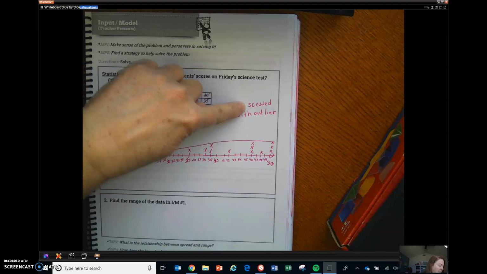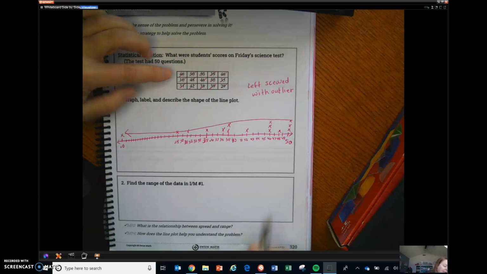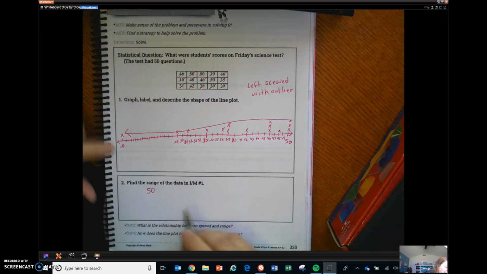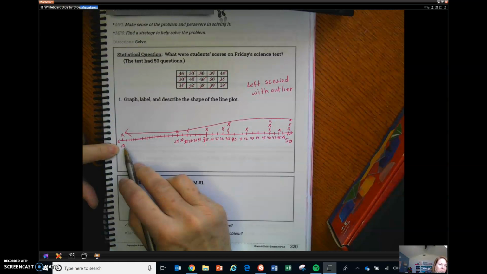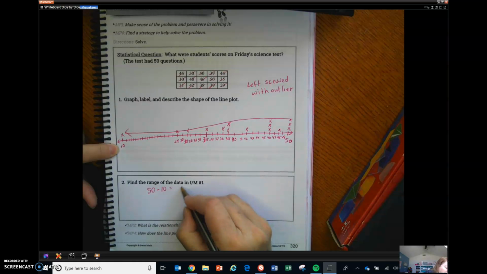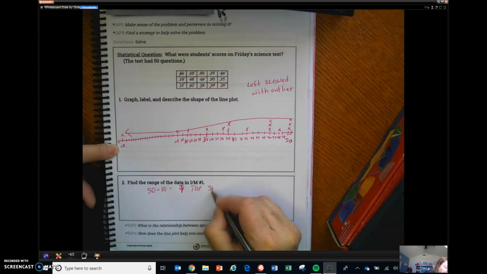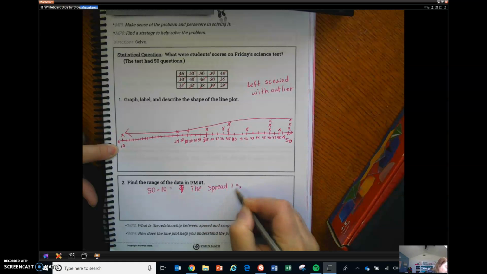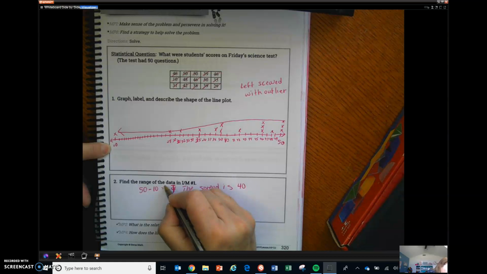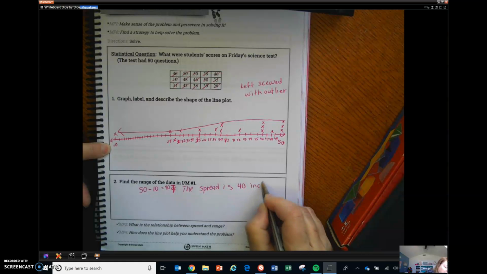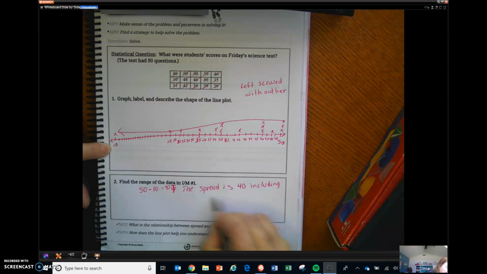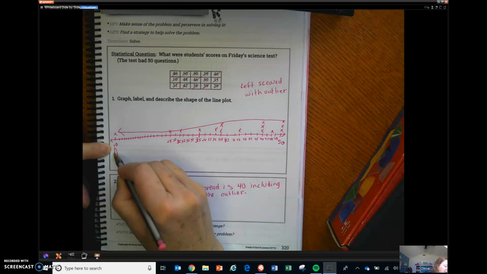So now we graph, we label, and we describe the shape of the line plot. So now all I have to do is find the range. My biggest number is 50. If I subtract the outlier, it's going to be the spread. The spread is 40. So that was 40, including the outlier, because I included this number.